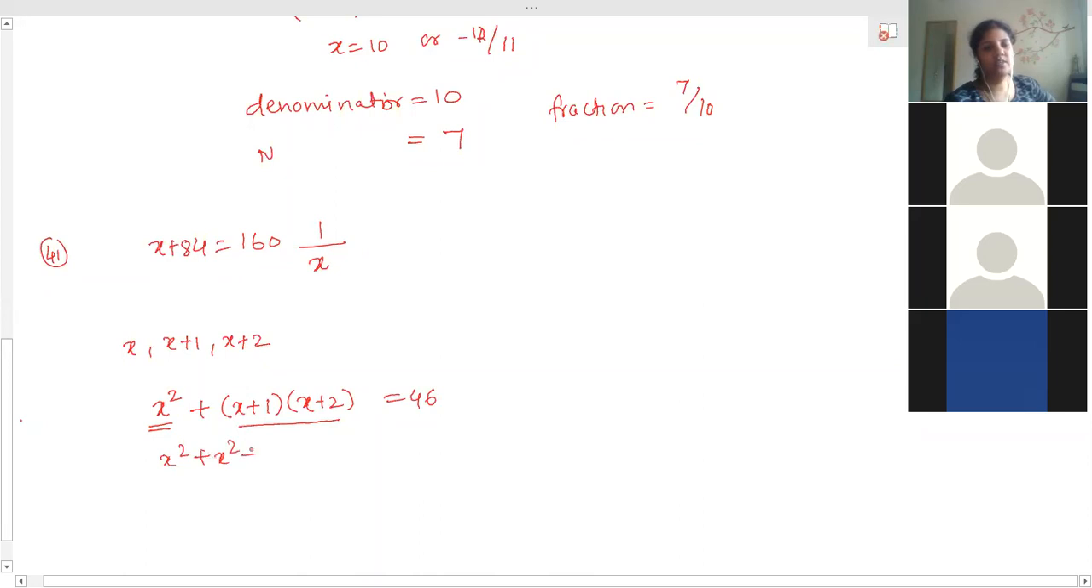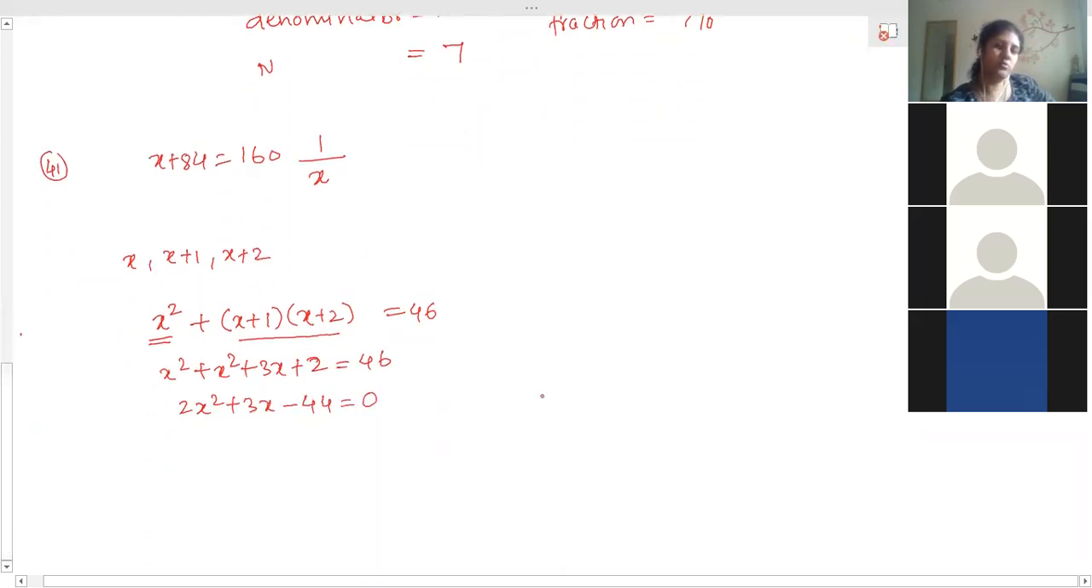X square plus 3x plus 2 is equal to 46. 2x square plus 3x minus 44 is equal to 0. So 2 into 44 is needed: 2 into 4 into 11, 8 and 11.